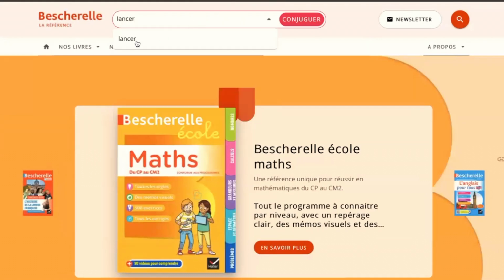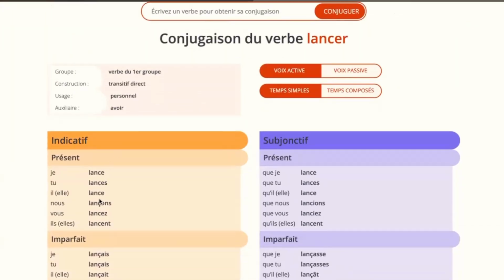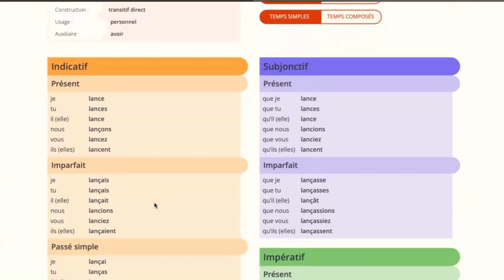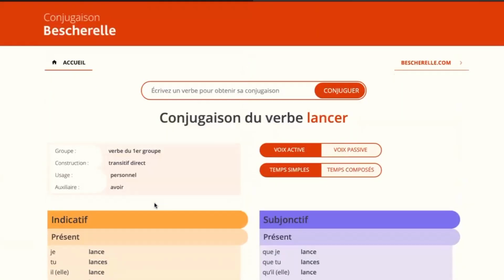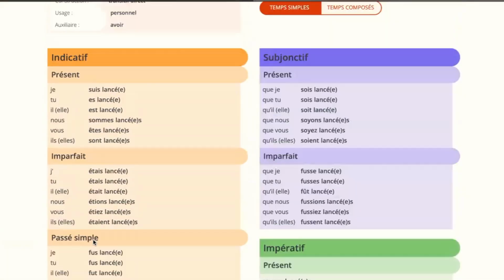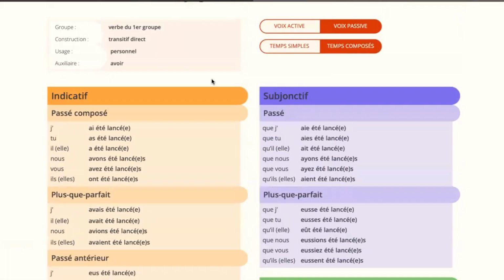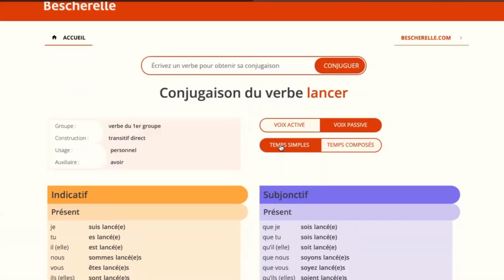Lancer. It's here. They say, would you like to conjugate it? Yes. Let's see what's going on. Oh, look at that. Boom. Okay. And here you have every single conjugation. By the way, if you look at everything, there's a lot of conjugation in French. Yes, yes, yes. Don't quit yet. We're gonna know all of them, most of them. Okay. But you're gonna see it's gonna be fine.